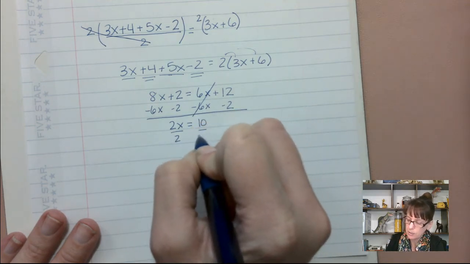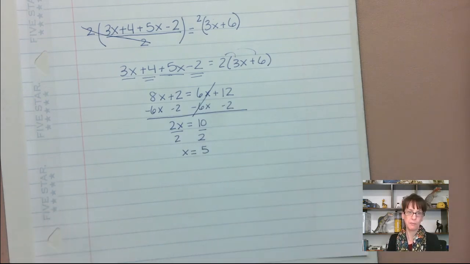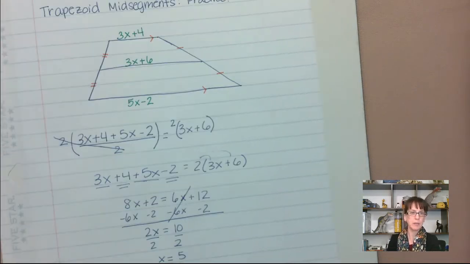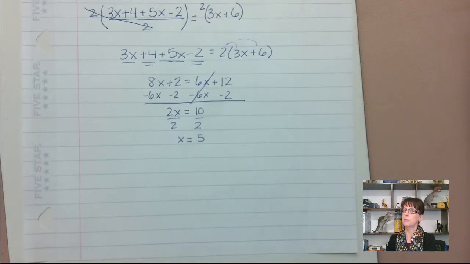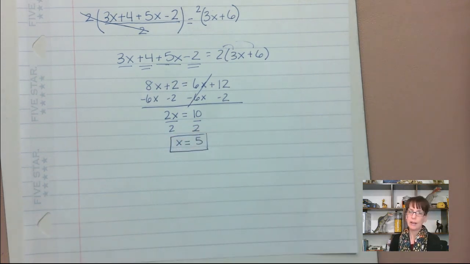Divide both sides by 2, and ta-da, we've got x equals 5. Now, the instructions aren't written here, but we are to solve for x, so you always want to go back and double check to make sure you're doing the correct thing. And since we have solved for x, we have solved this problem.